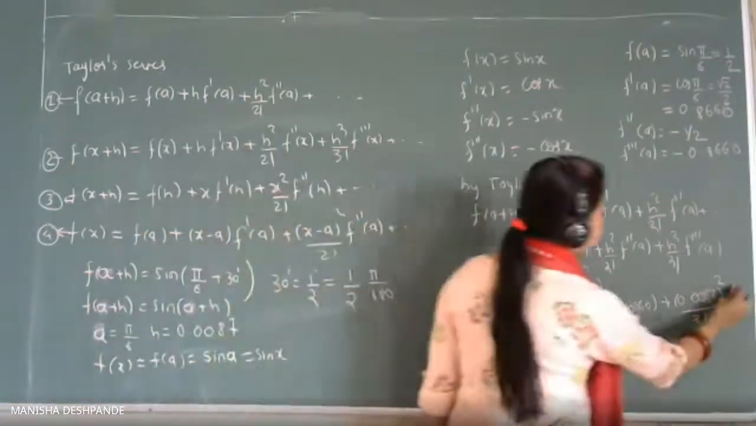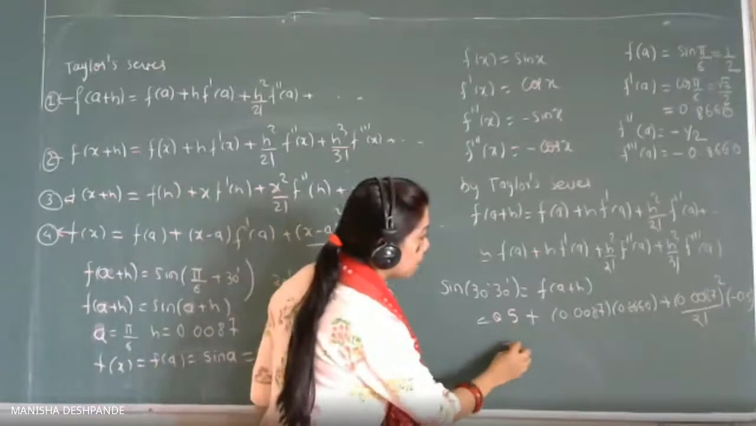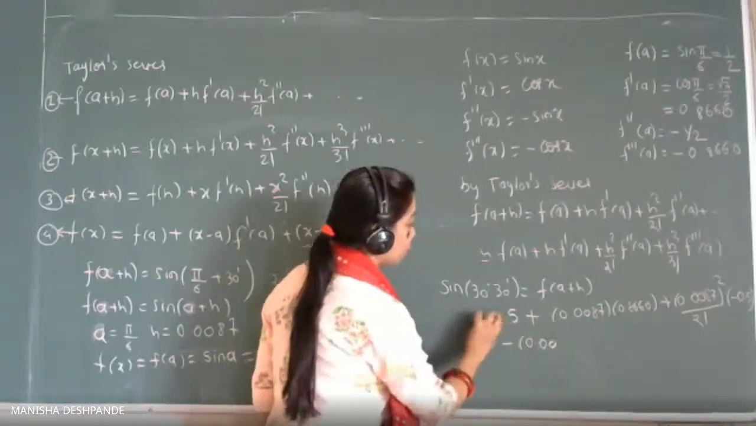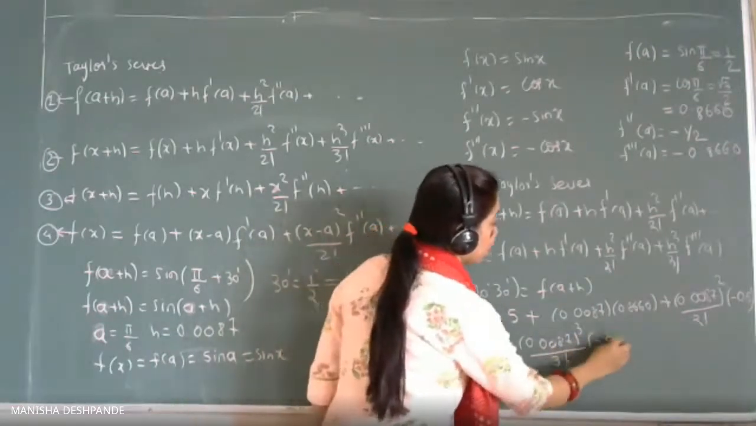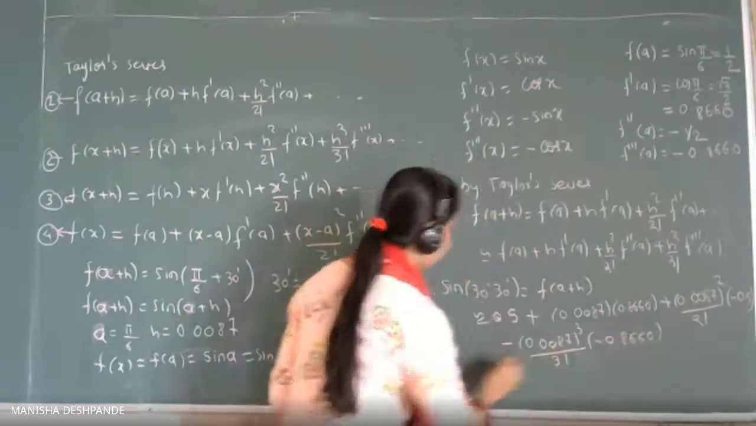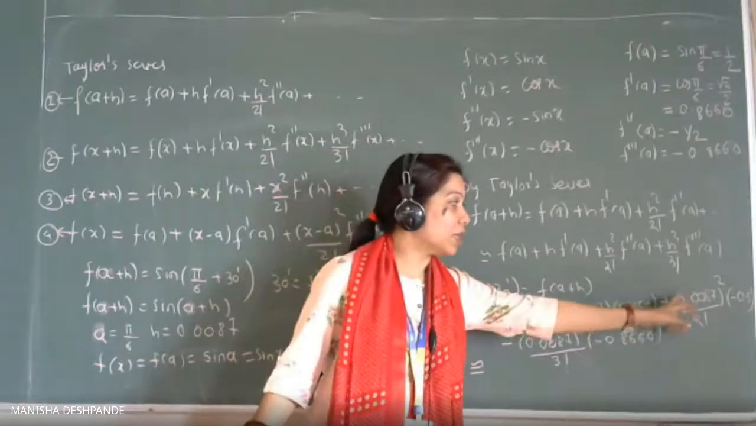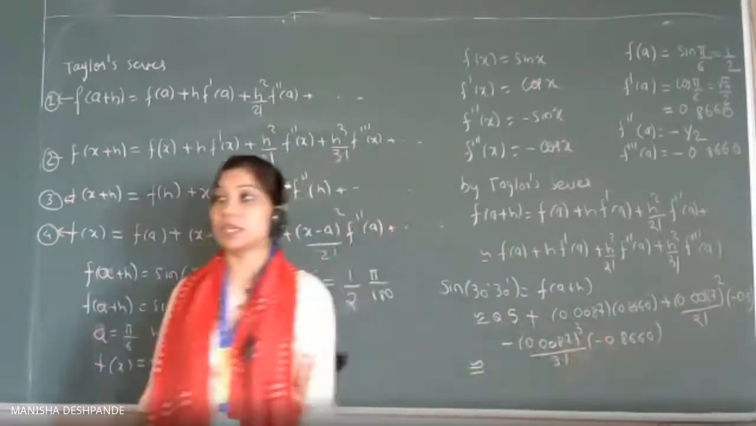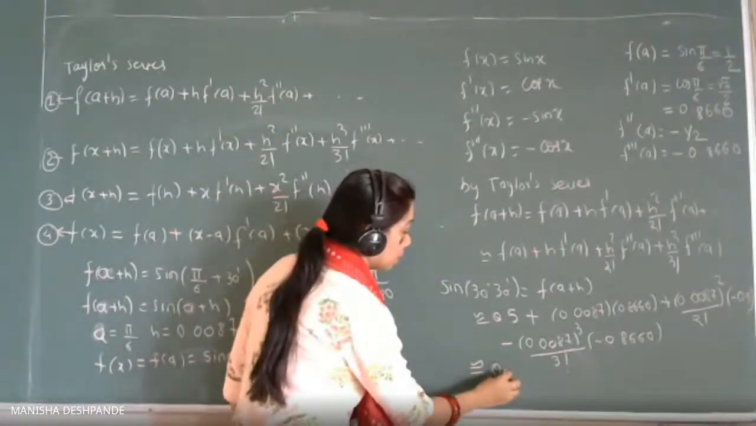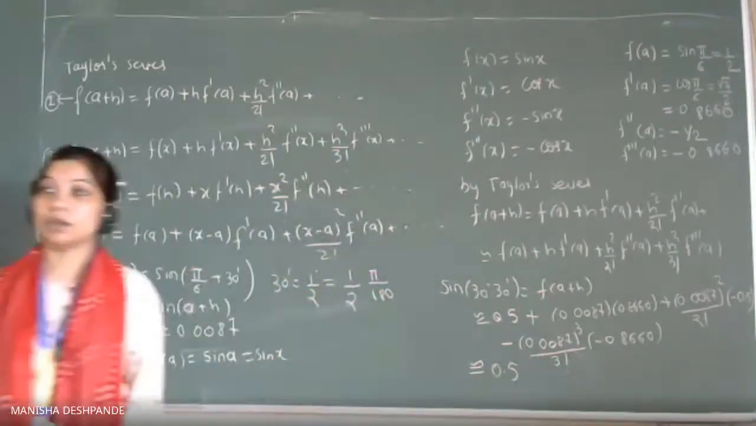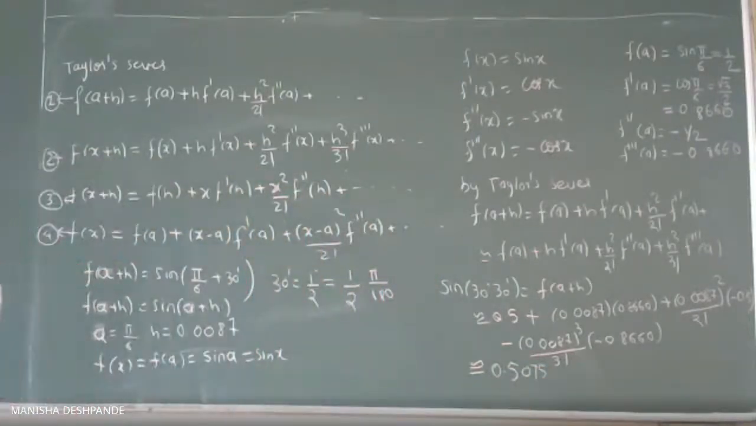And the last term I am writing with minus directly: 0.0087 cube divided by 3 factorial into minus 0.8660. Therefore, the approximated answer is: multiply this, square this and multiply, cube this, multiply and divide by 6, and tell me the answer. It is around 0.5 something. Tell me the value. 0.507. Okay.